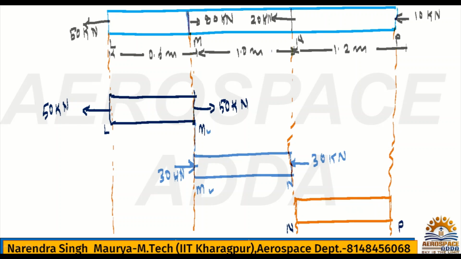Check at point N, what load is acting? 20 kilonewton is acting towards left. Towards left, how many loads is it acting? 20 kilonewtons. And in this direction, the last end point, you can check what is the load acting. You can see here it is nothing but 10 kilonewton.